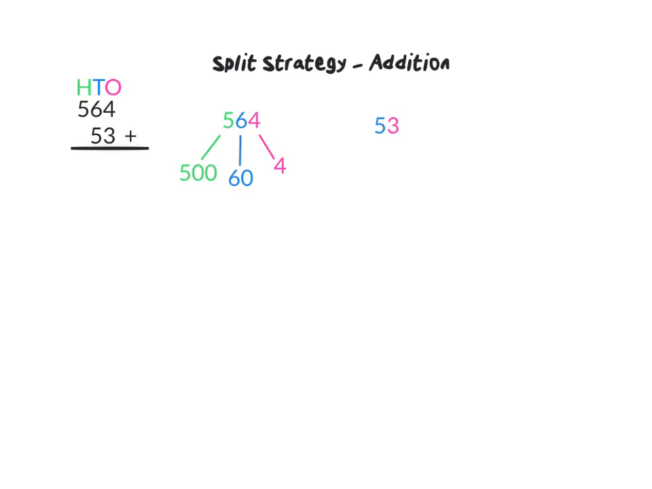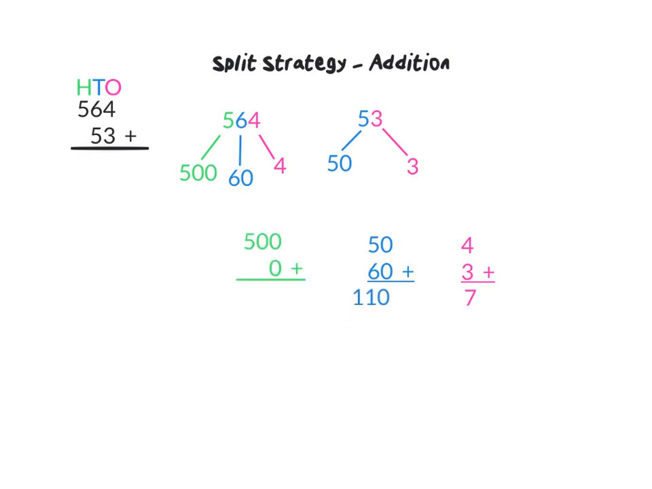So let's look at the values of the digits in the number 53. 3 of the ones has a value of 3. Now let's look at the digit 5 in the number 53. 5 of the tens has a value of 50. So if we add the ones together from each number, 4 and 3 is 7. And if we add our tens together, 50 and 60 is 110.